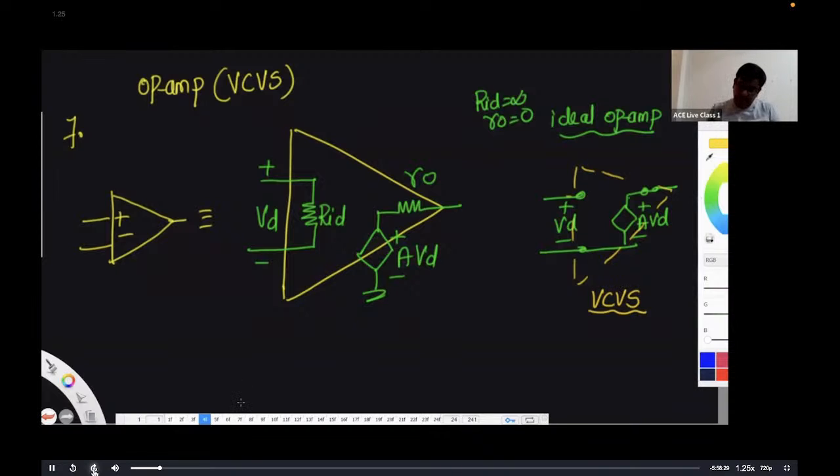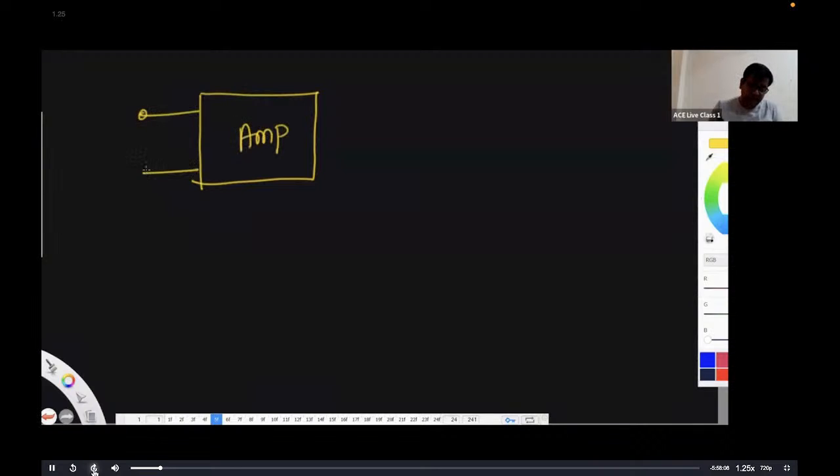But because op-amp is having high input resistance and low output resistance, that is when the op-amp is used as a VCVS. Let me tell you here. Yeah, suppose you have an amplifier. The type of amplifier is always decided by its Rin and R0.